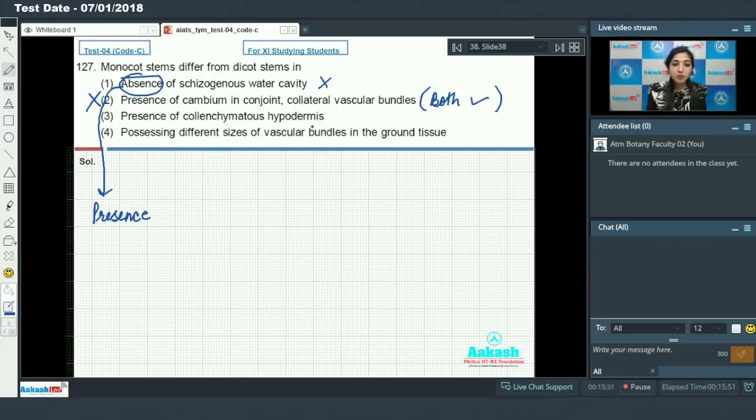Presence of collenchymatous hypodermis. In monocot stem, collenchymatous hypodermis is not there. Instead, there is sclerenchymatous hypodermis. So this option is ruled out. Option number 4. Monocot stems differ from dicot stems in possessing different sizes of vascular bundles in the ground tissue. This is correct. Different sizes of vascular bundles are present in the ground tissue in the monocot stem, whereas this is not true for dicot stem. So that means answer to this question is option number 4.